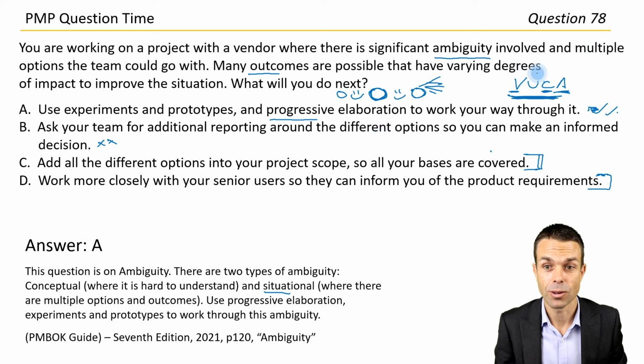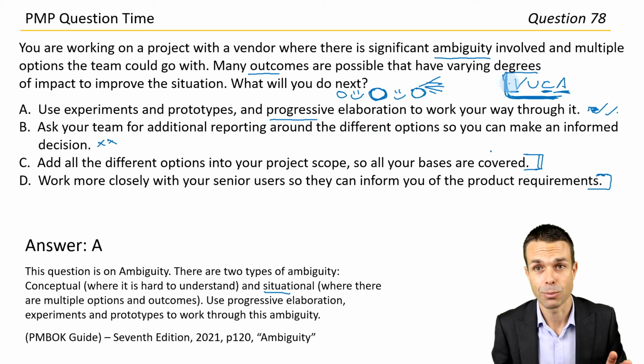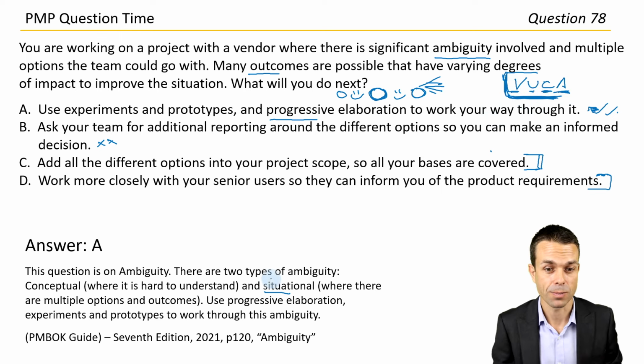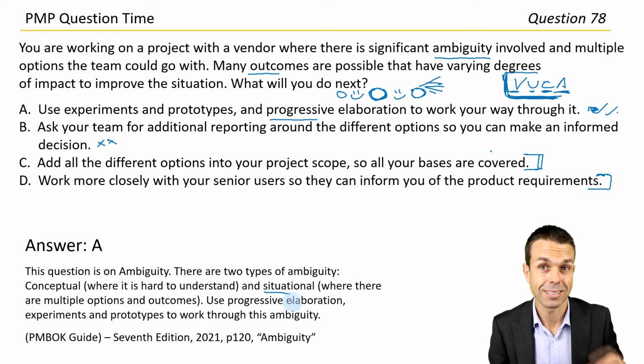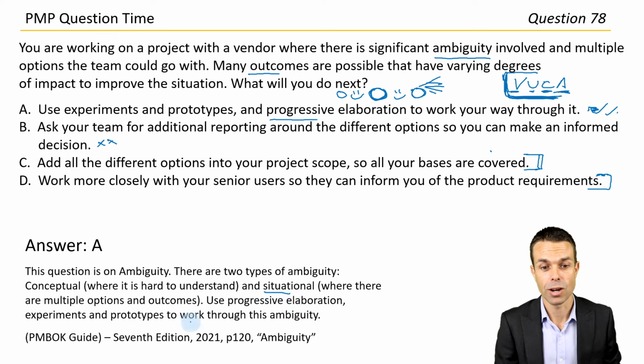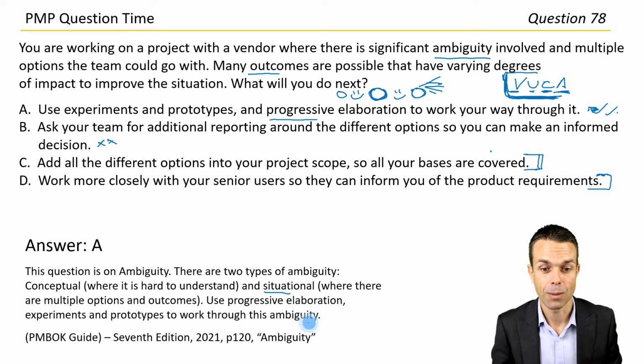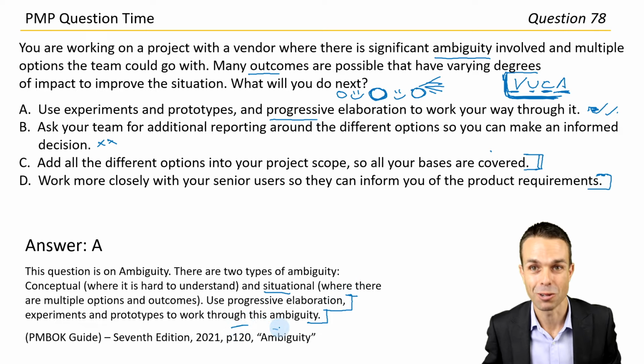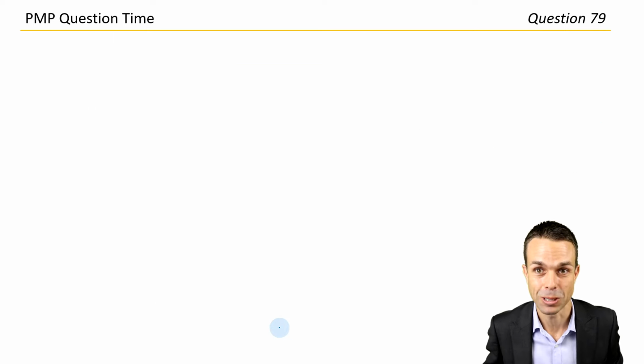Even though it came from the military many years ago, it actually works perfectly in a project environment because all those things are present for us. All of this complexity, uncertainty, it happens day-to-day, and we have to work through it as project managers. So use progressive elaboration, just like we said, experiments and prototypes to work through this ambiguity. And we can do that in any project environment, physical, software related, any of those things. Page 120 under ambiguity in the PMBOK Guide. Wonderful work, guys. Last two questions, you're doing great.